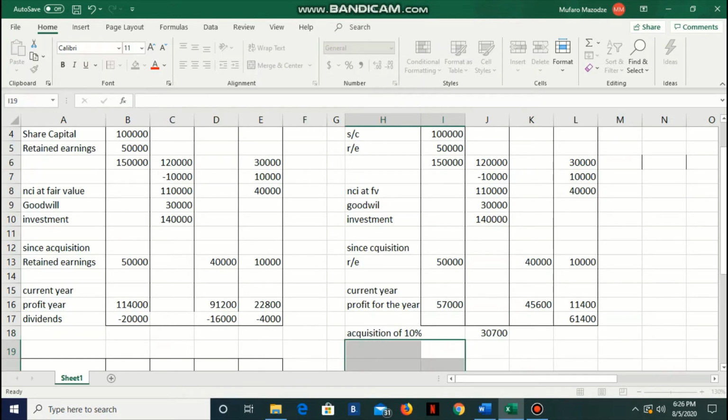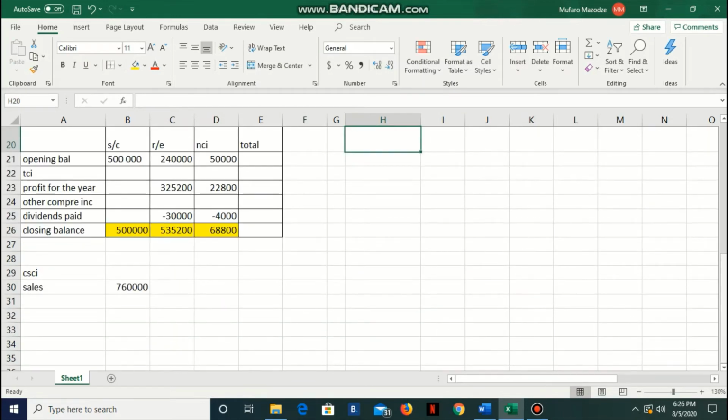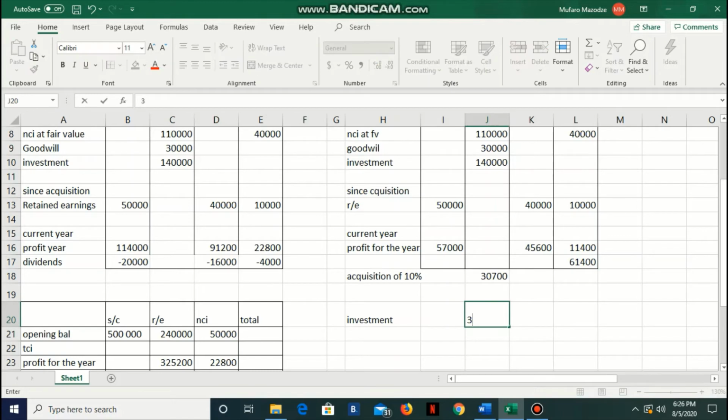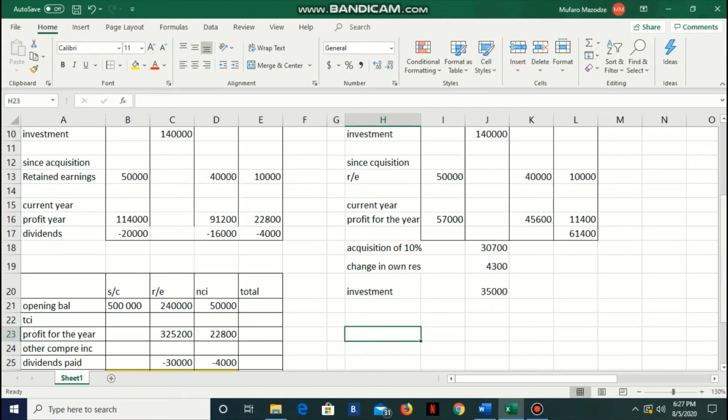And then let's assume they purchased this 10% for 35,000 rand, and then this will be investment, R35,000. And this will be our change in ownership reserve. Since this one looks like goodwill, it's going to be a negative reserve. And if it looks like a bargain purchase, it's a positive reserve. So now that is done.